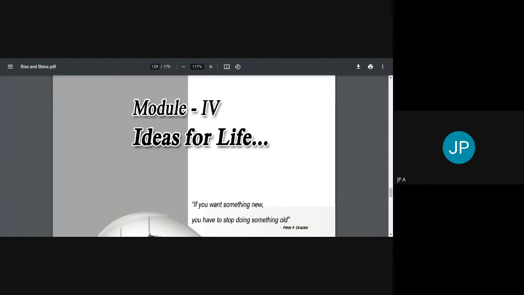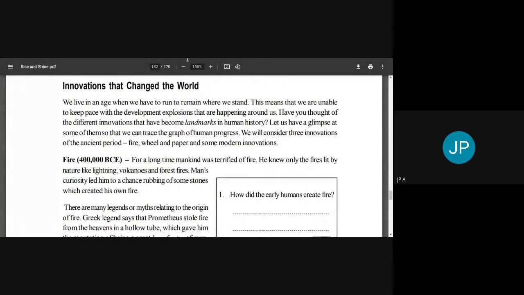So the core text is titled Innovations That Changed the World. It deals with ancient innovations as well as modern innovations. Ancient innovations are just 3 in number. Can you tell which are the most popular ancient innovations that we discussed? One is already there on the screen. Those innovations that have changed our life. Can you make a guess of how human beings became more advanced than animals because of these innovations?